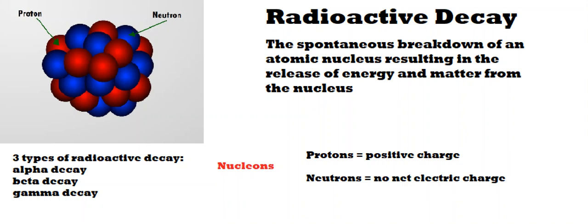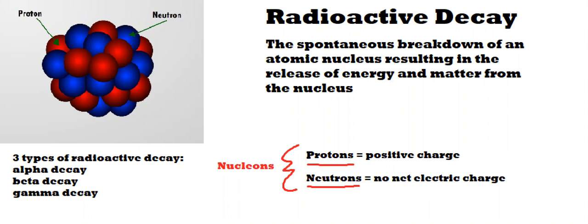In this video lecture, we will be discussing the topic of radioactive decay. Radioactive decay is the spontaneous breakdown of an atomic nucleus, resulting in the release of energy and matter from the nucleus. The nucleus of an atom is composed of two particles: protons, which are positively charged, and neutrons, which have no net electric charge. The protons and neutrons that make up the nucleus of an atom are known as nucleons.